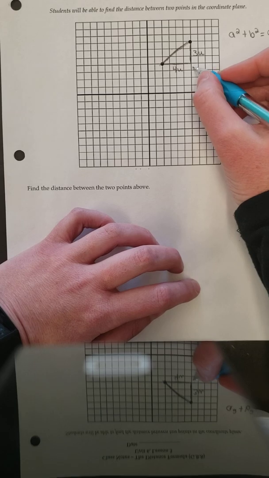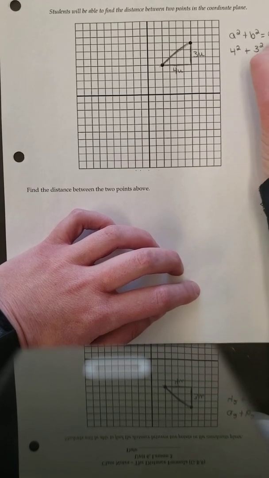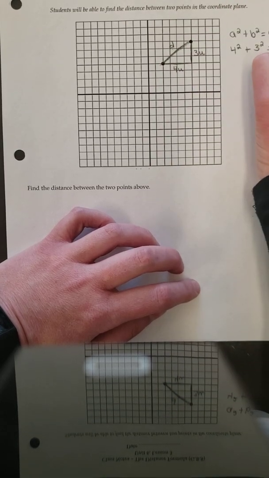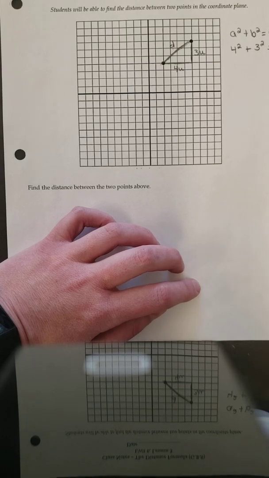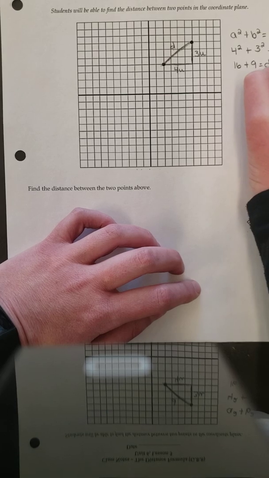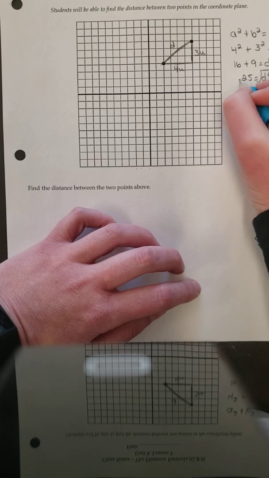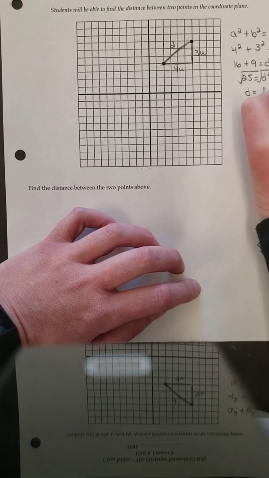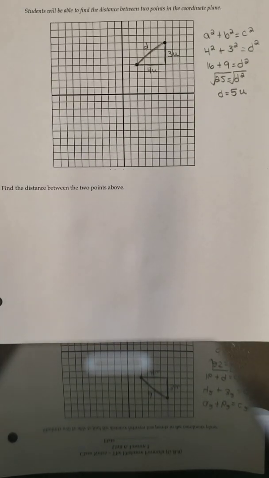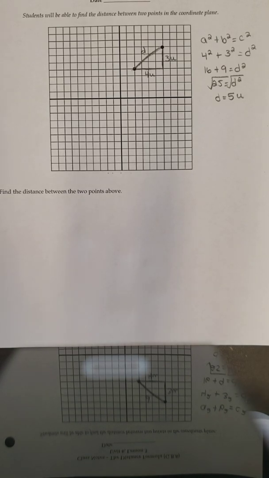So I'm going to do 4 squared for A plus 3 squared equals C squared. And we're just going to call this D. I'm going to plug that D in for distance. So that would be D squared. So we get 16 plus 9 equals D squared. So 25 equals D squared. And square root each side. So we get a distance of 5 units. Okay, so that's just using the Pythagorean theorem and being able to count the distances for the legs.